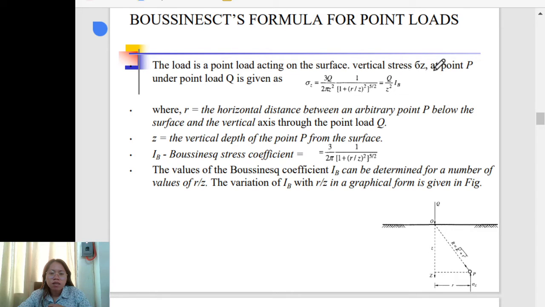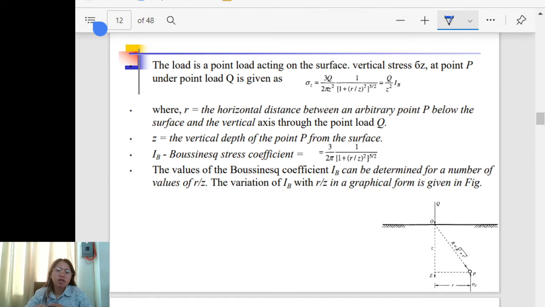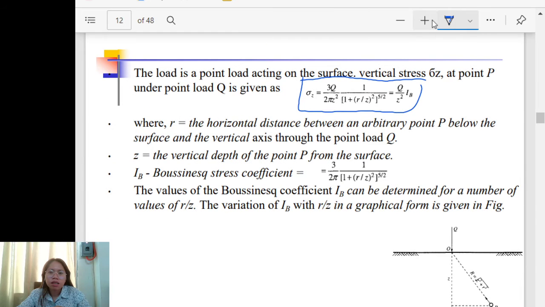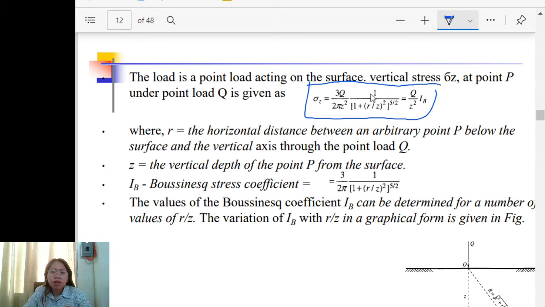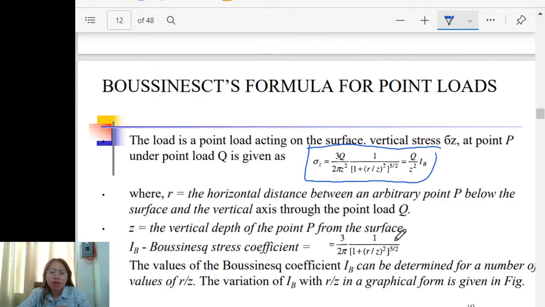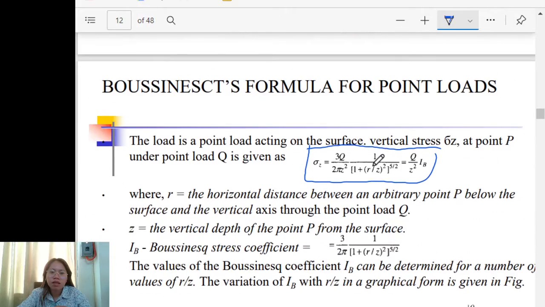Vertical stress, or sigma sub Z at point P under point load, is given as, actually this is the same as the previous formula. And here, I sub B is equal to this. If you look, it is simplified as I sub B. This one is actually the same as earlier. This is the same as in here.